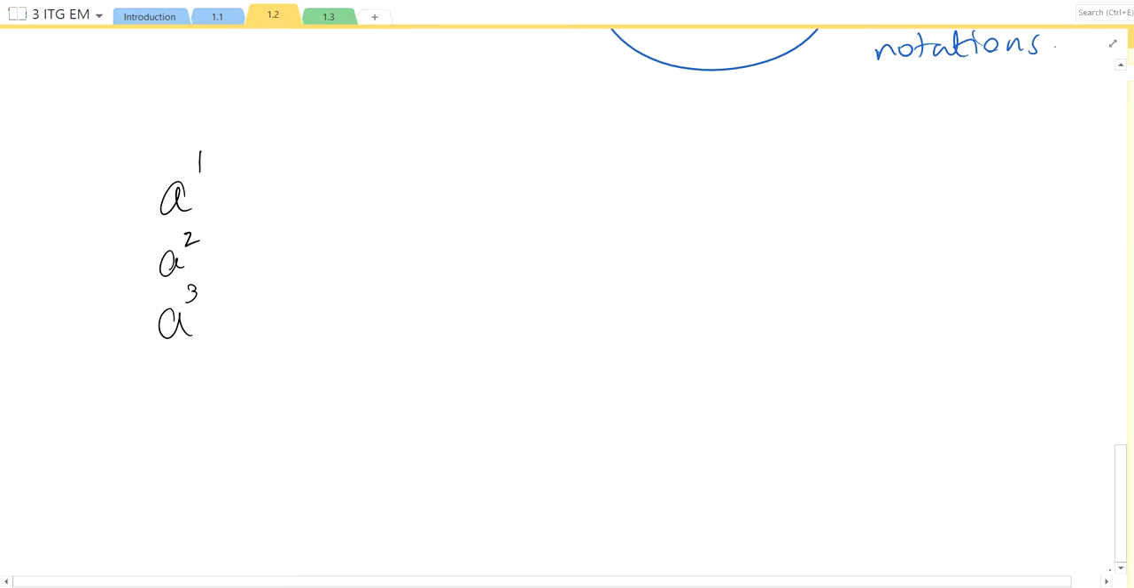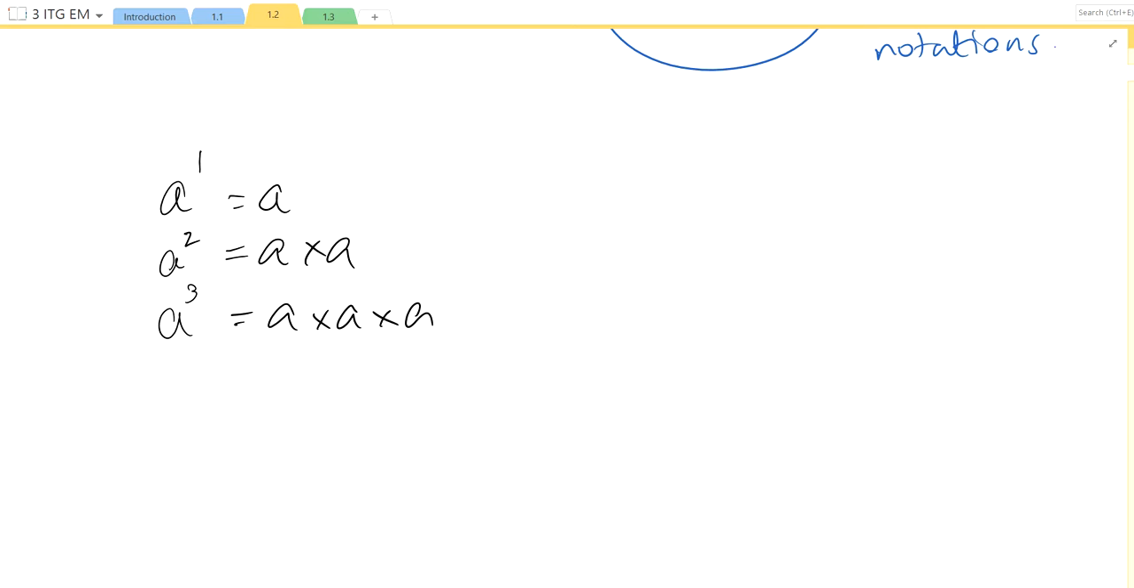Okay, so a to the power 2 simply means a times a. A to the power 3 simply means a times a times a. And a to the power 1 is obviously just a. So we realize that when I move from a power 1 all the way down to a power 3, I'm simply multiplying by a one more time.